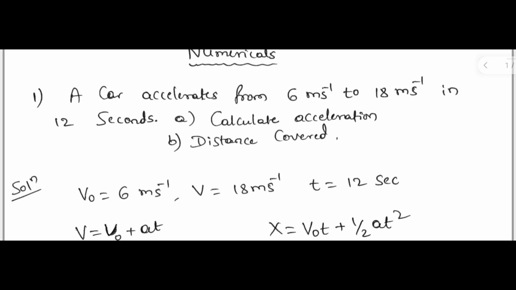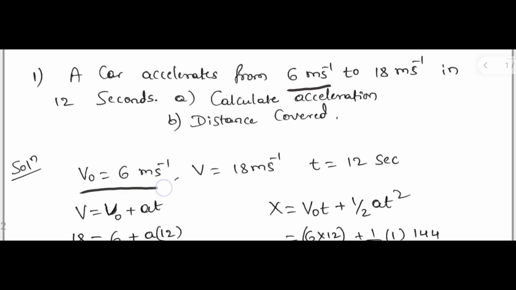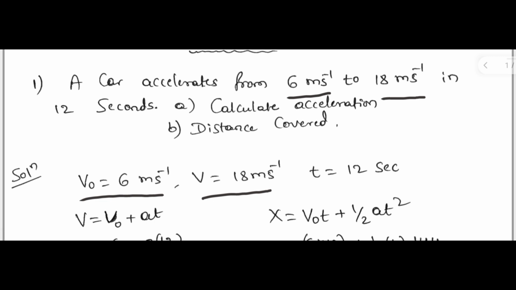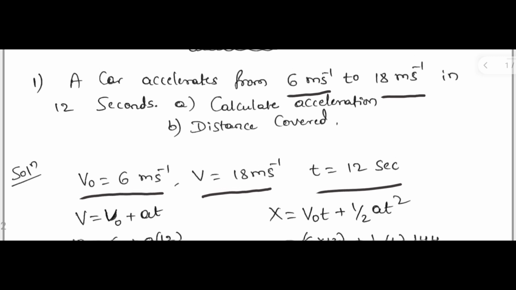Here they have given the initial velocity, 6 meter per second, which is taken as v naught equal to 6 meter per second, and it accelerates in a positive direction and reaches 18 meter per second. That is the final velocity. Here v naught is the initial velocity, v is the final velocity, and the time interval for reaching 18 from 6 meter per second is 12 seconds. And they ask us to calculate the acceleration as well as the distance covered.